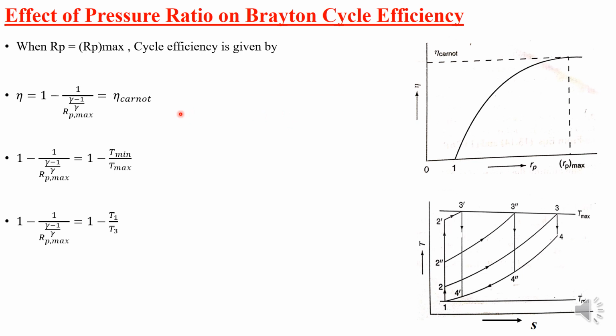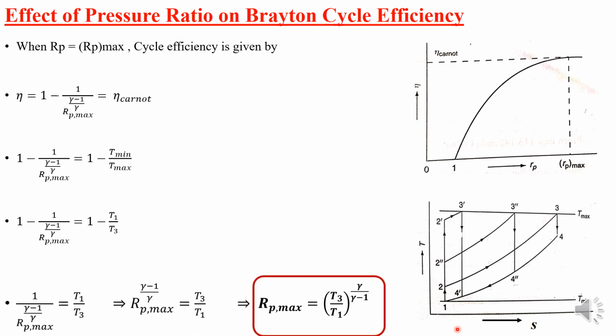Before that, we have already assumed that the minimum temperature is T1 and the maximum temperature is T3. So just substitute back, and the 1 will get cancelled, and rearrange the terms to get the expression for Rp max. So 1 gets cancelled, this one is equal to T1 by T3, and bring this to the other side. So what you will get is Rp max to the power (gamma minus 1) by gamma, and that is nothing but T3 by T1. So Rp max is (T3 by T1) to the power gamma by (gamma minus 1).